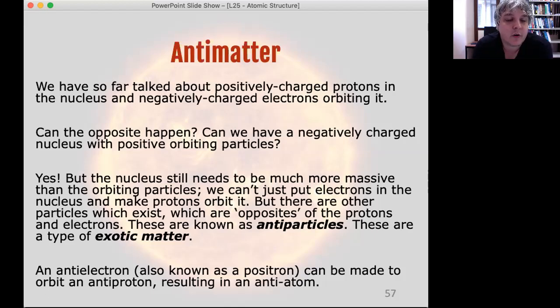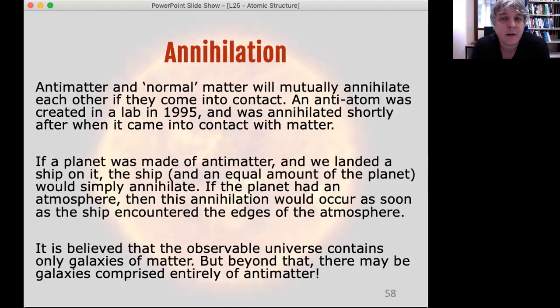The antielectrons are also known as positrons, and you can make an antielectron orbit an antiproton and create an anti-atom. Right? If it was just a single antielectron and a single antiproton, it would be an antihydrogen atom. But you can create them, and indeed one was created in a lab. In 1995, they managed to create an anti-atom. The problem is that anti-atoms, or antimatter in general, will annihilate normal matter. If an anti-atom and a normal atom collide, then they both essentially just disappear. They blink out from existence.